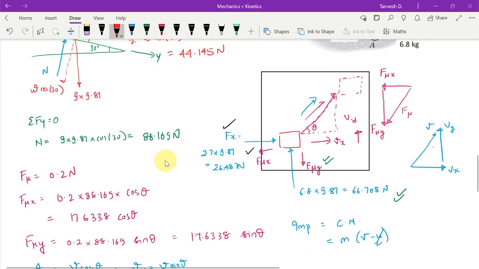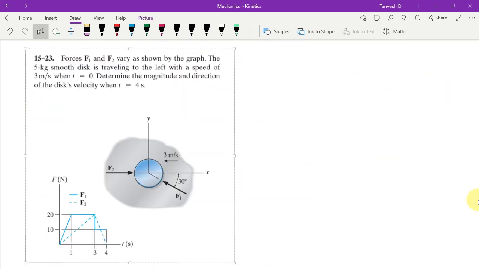Let us solve the next numerical. So what is given here is forces F1 and F2 vary as shown by the graph. So our forces are now varying, basically they are functions of time. The 5 kg smooth disc is traveling to the left with a speed of 3 meters per second when t equals 0. Determine the magnitude and direction of the disk's velocity when t equals 4 seconds.